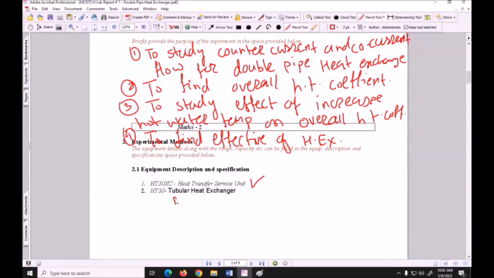Also we have the plate type of heat exchanger. Also we have the shell and tube heat exchanger. So there are different types of heat exchangers. The plate type we'll study next week. So today we are going to study the tubular heat exchanger.